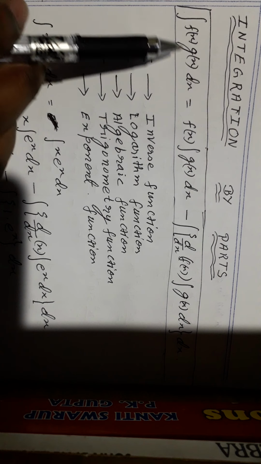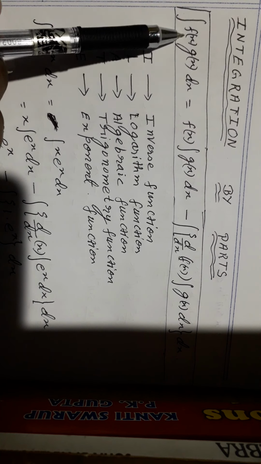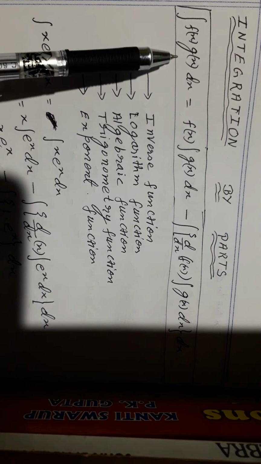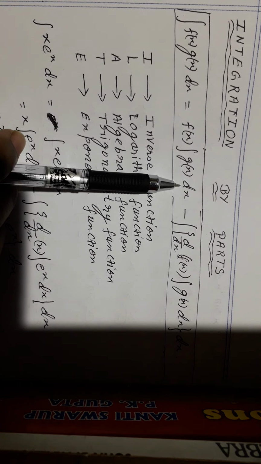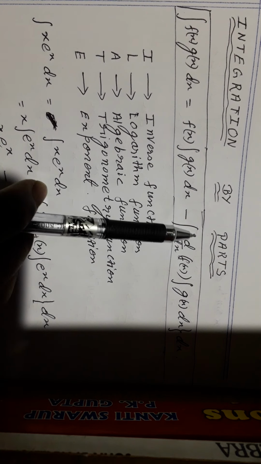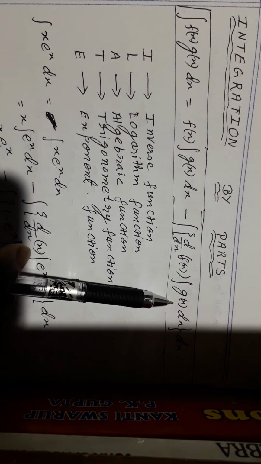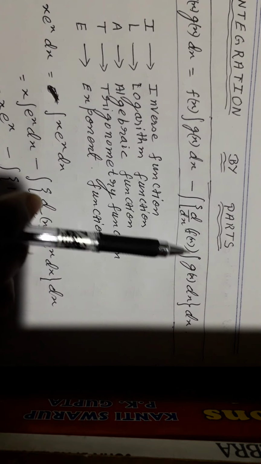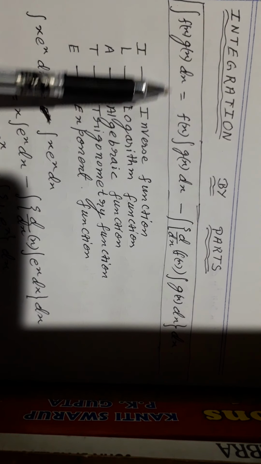This function f(x) I'll take as my first function and g(x) as my second function. The formula is: take the first function, then integrate the second function, dx, minus the integration, in curly brackets, of the differentiated first function times the integral of the second function. After that, whatever answer we get, we integrate again. That is the integration by parts formula.